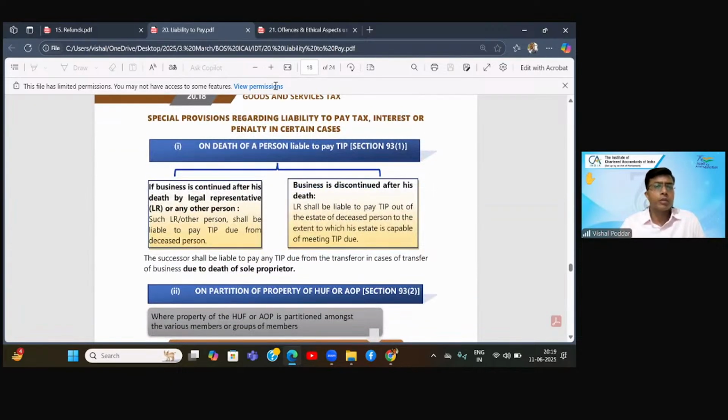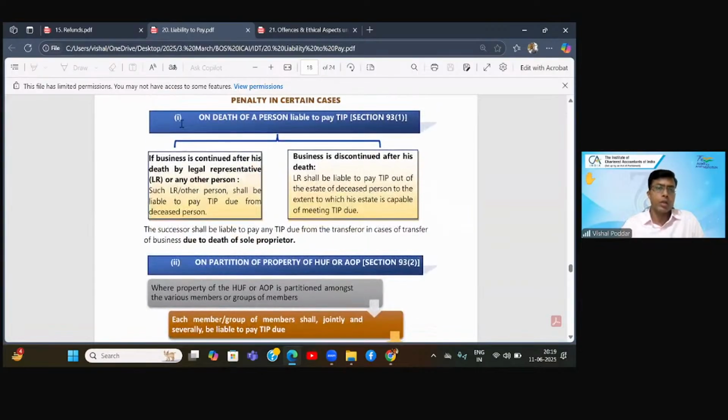Next, special provisions regarding liability to pay tax, interest, or penalty in certain cases. 1. On death of a person. What it says: if a business is continued after his death by a legal representative or any other person, such legal representative or other person shall be liable to pay tax, interest, and penalty due from the deceased person. If the business is discontinued, the legal representative shall be liable to pay tax, interest, and penalty out of the estate of the deceased person to the extent to which the estate is capable of meeting the liability.